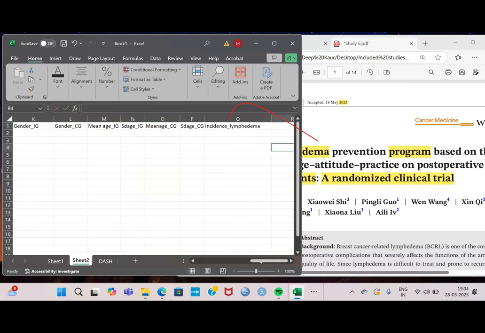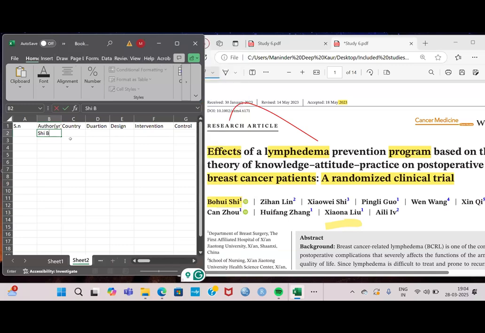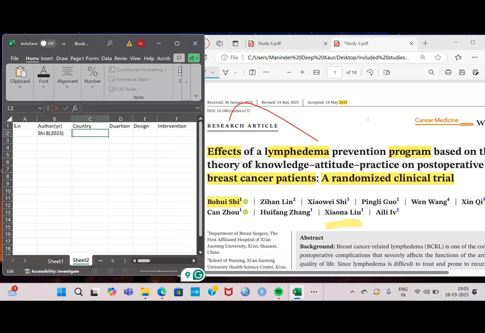Okay, so let's extract the data for the first study. So the author name is, what is the author name? Yes, Shaibu. I will enter Shai here, and here is 2023. So this table will be the characteristics of your studies. This will be your table number 2, I think. So next is the country.